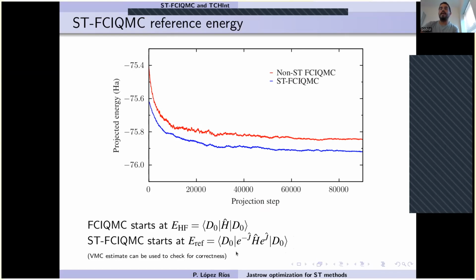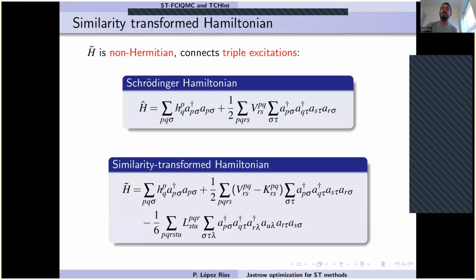So basically, this is fairly straightforward, and what I want to focus on is how to optimize the Jastrow factors, which usually come from VMC optimizations in our case, and how to optimize them so that they work in the setting of similarity transformed FCI QMC.